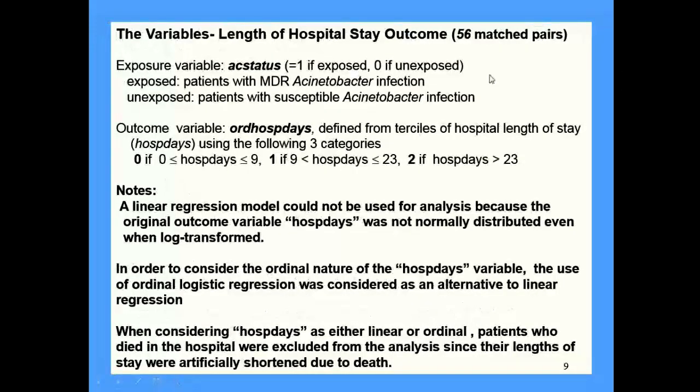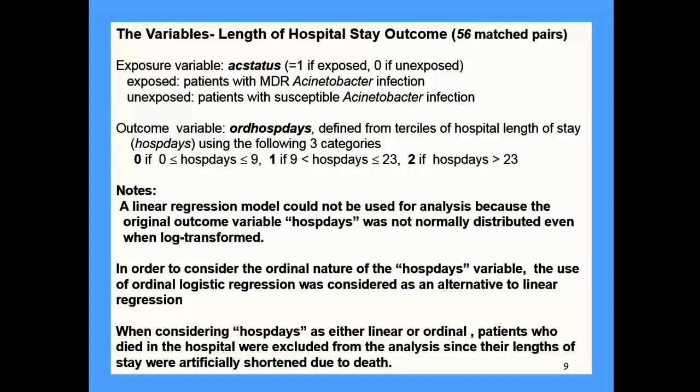It's an ordinal outcome variable using the following three categories. 0, hospital days between 0 and 9. 1, if greater than 9 but less than or equal to 23. And 2, if the hospital days were greater than 23. Is this an ordinal outcome? Yeah. It's short, medium, and long.